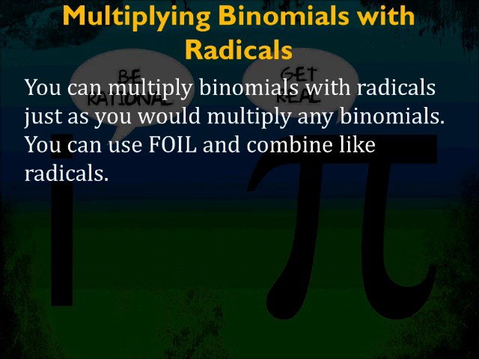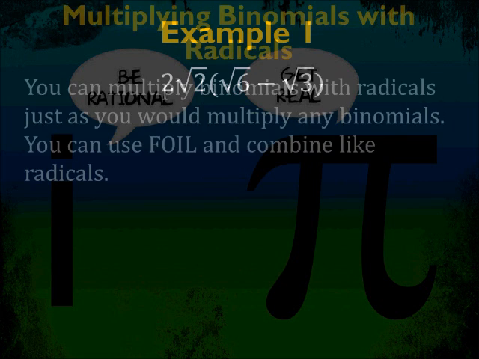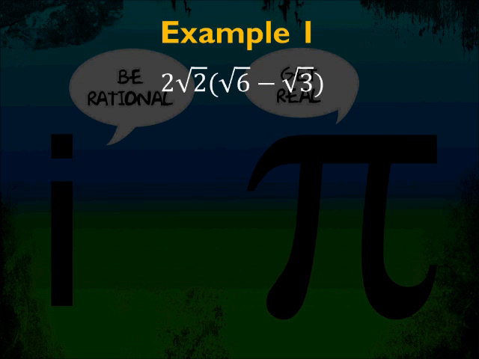So you can multiply binomials with radicals just as you would multiply any binomials. So you're going to have to use FOIL and then combine like radicals. We combine like radicals today in class. You're going to use that knowledge and apply it to what we're doing in section 6.4. So example 1, we have 2 root 2 times the quantity root 6 minus root 3.